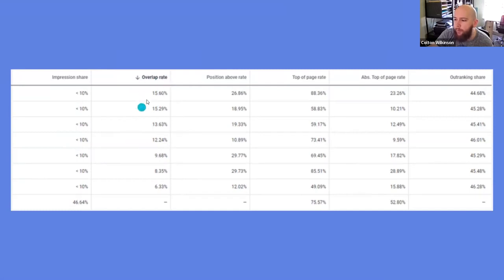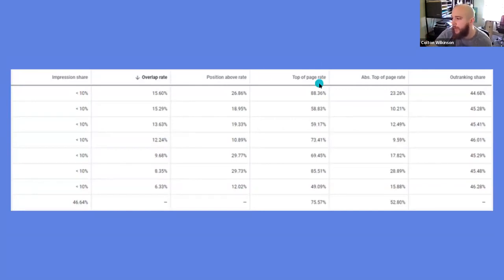So this overlap rate is the percentage of times that the competitor in that line is appearing in the same ad group as you. So this competitor appears 0.6% of the time with us when we appear, and then all the way down to 6.3%. So you want to see, okay, how often are they appearing? And then when they are appearing, what's their position above rate, which just means the percentage of times that that advertiser is appearing above you when those ads are all laid out.